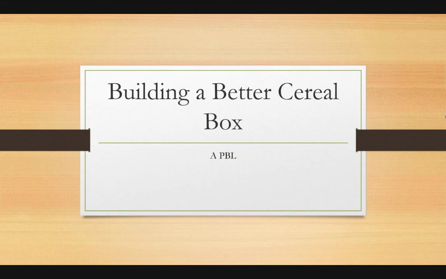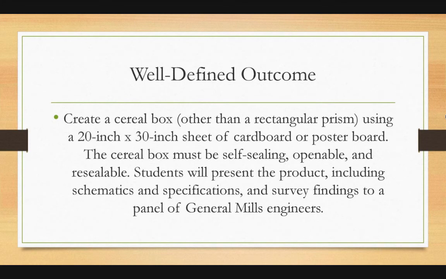The PBL that I used for this assignment was building a better cereal box. The well-defined outcome is that students will create a cereal box other than a rectangular prism using a 20-inch by 30-inch sheet of cardboard or poster board. The cereal box must be self-sealing, openable, and resealable. Students will present the product including schematics and specifications and survey findings to a panel of General Mills engineers.